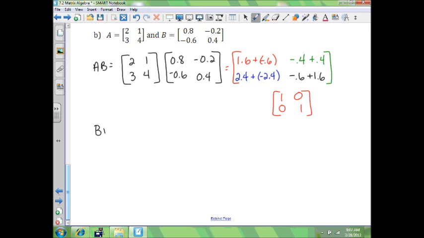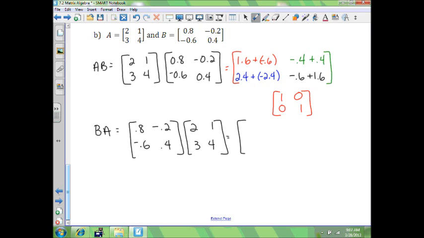Now for BA, we'll take 0.8, negative 0.6, negative 0.2, and 0.4, multiplied by 2, 1, 3, 4. So when we multiply these, 0.8 times 2 is 1.6. Negative 0.2 times 3 is negative 0.6. 0.8 times 1 is 0.8. Negative 0.2 times 4 is negative 0.8.